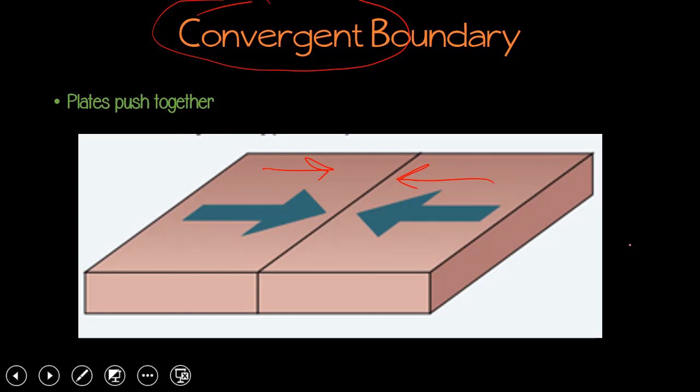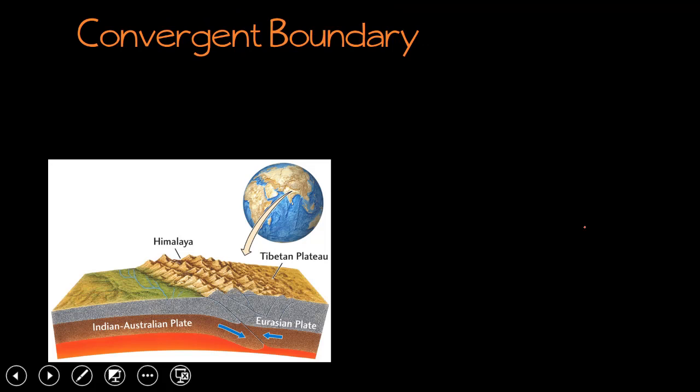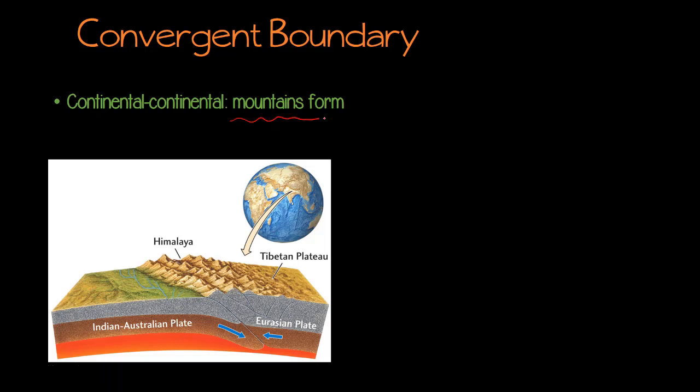So the first type of situation happens when you have two continental plates that are pushing together. Now, continental plates, they're those thicker plates because they're holding our continents. They're going to have pretty much the same density. So when they push together, the rock squeezes together, and because it doesn't have anywhere to go, it pushes up. And as these plates move up, this causes mountains to form.